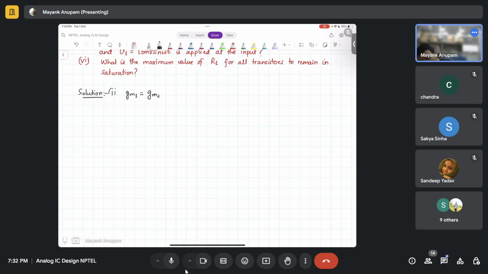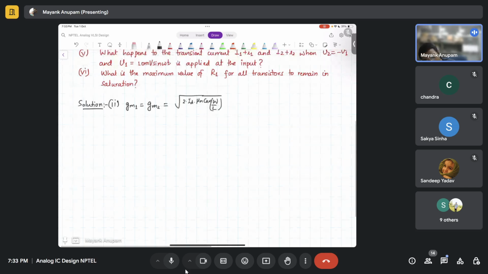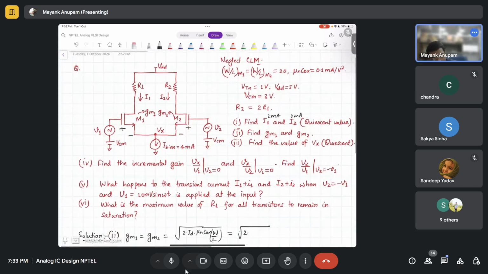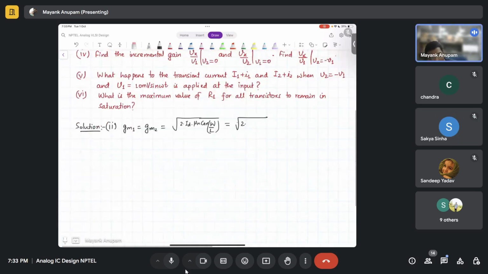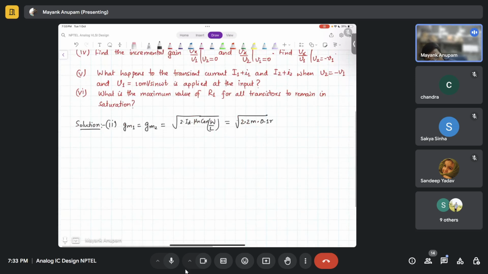This is problem number 2, part 2. So this will be equal to the square root of 2 times ID times mu n Cox W over L. What will be ID here? 2 milliamp, exactly. It will not be 4 milliamp. People make that mistake sometimes. And mu n Cox is how much? 0.1 milli. What is W by L? So this is 20.